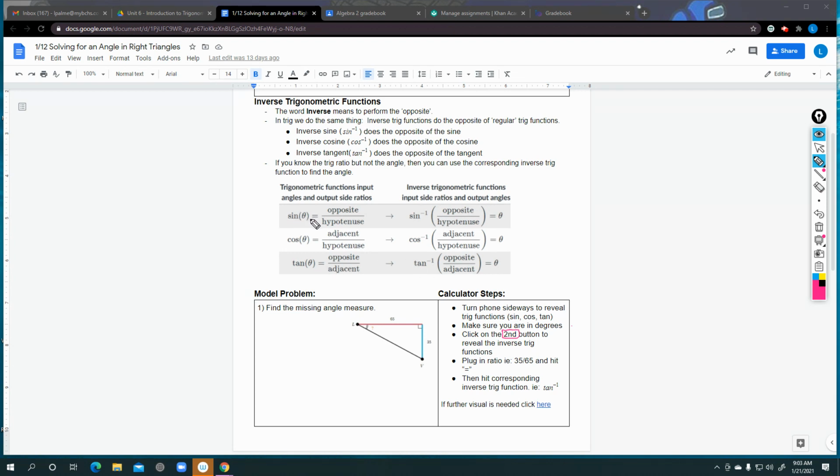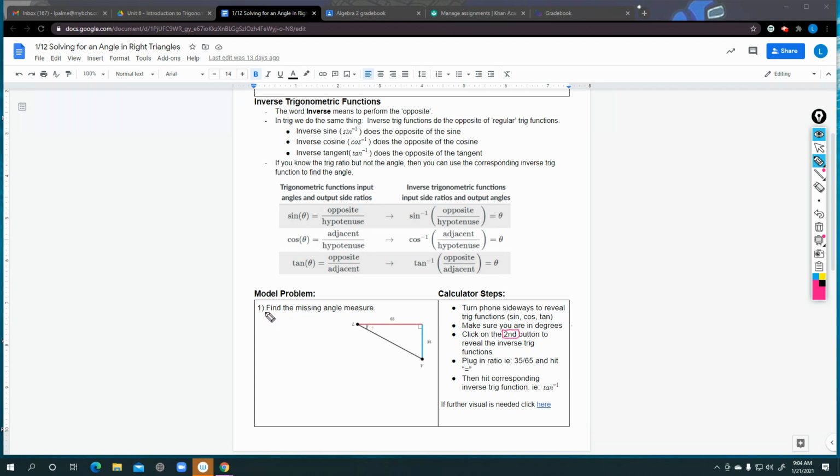So remember, sine is opposite over hypotenuse. The inverse is sine to the -1 times the opposite over hypotenuse, which would give you the angle measure. Before we were taking the sine of an angle, remember we replaced theta. This is called theta right here, this 0 with a line through it, if we don't know the angle measure.